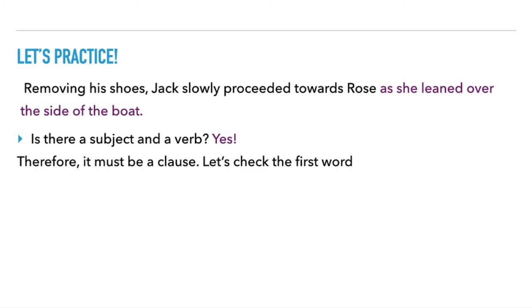It makes me wonder, well, what happened as she leaned over the side of the boat? And a quick tip is to sometimes take the first word off. If we took off the word as and just looked at she leaned over the side of the boat, that sounds like it could be a complete sentence by itself. So if the first word makes it sound less complete, then that's a pretty good indicator that it's one of those dependent words. And indeed it is. So yes, the word as is a dependent word. So this is a dependent clause. And even more specifically, if you want to challenge yourself, you want to figure out what type of dependent clause it is. This is an adverb clause.